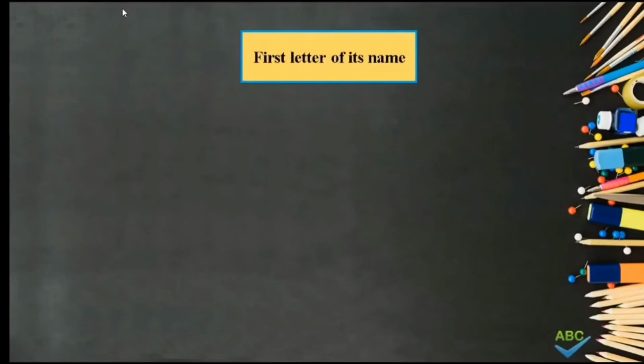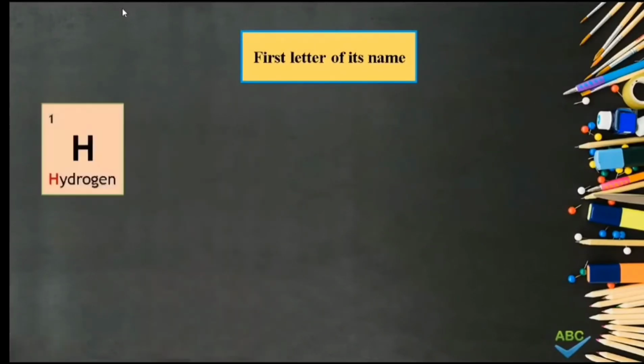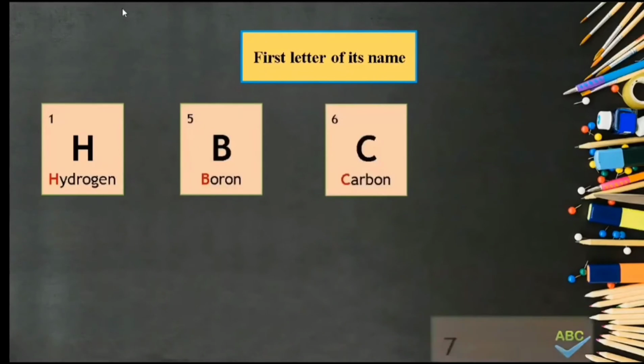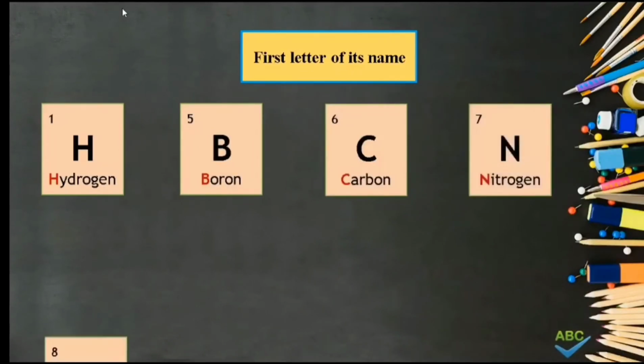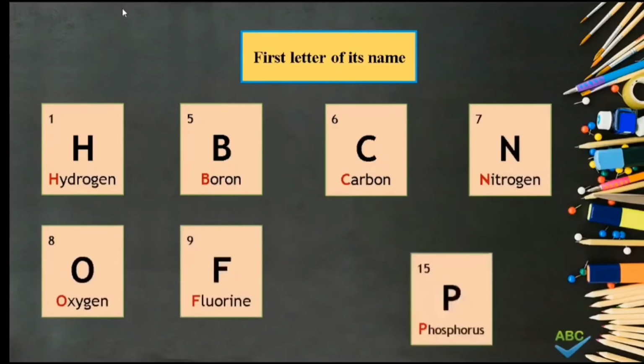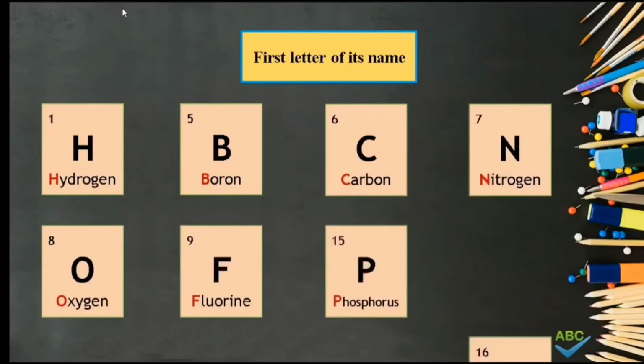Number 1, based on the first letter of its name. Examples are H, hydrogen; B, boron; C, carbon; N, nitrogen; O, oxygen; F, fluorine; P, phosphorus; and S, sulfur.